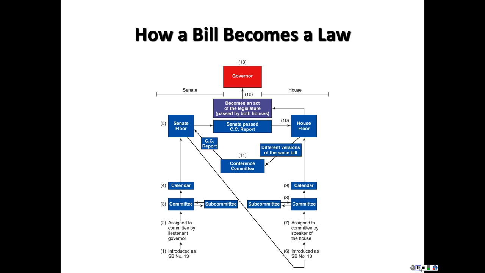I've included a picture, or a chart, whatever you want to call it. Once it passes the House and the Senate, it becomes an act of the legislature. If you'll see the purple box here, it then goes to the governor's desk for his signature to make it a law, or he can choose not to sign it and veto it.